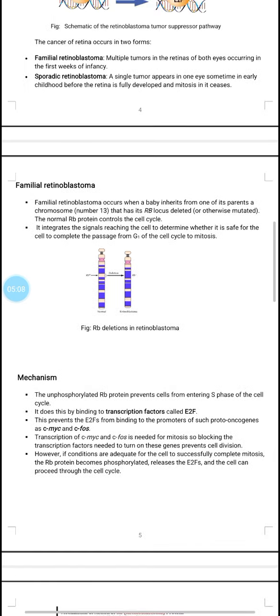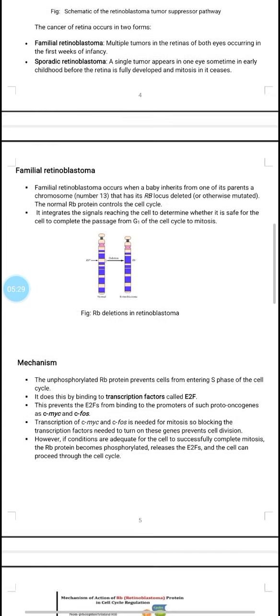Transcription of c-MYC and c-FOS is needed for mitosis, so blocking the transcription factors needed to turn on these genes prevents cell division. However, if conditions are adequate for the cell to successfully complete mitosis, the RB protein becomes phosphorylated, releases the E2F, and the cell can proceed through the cell cycle.